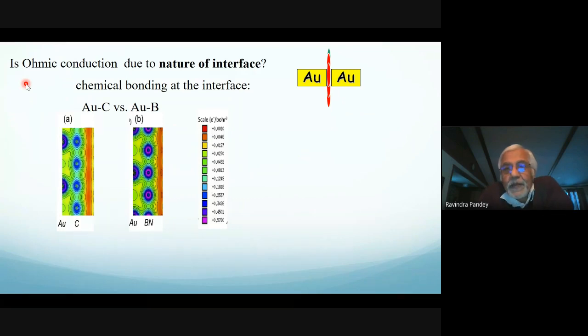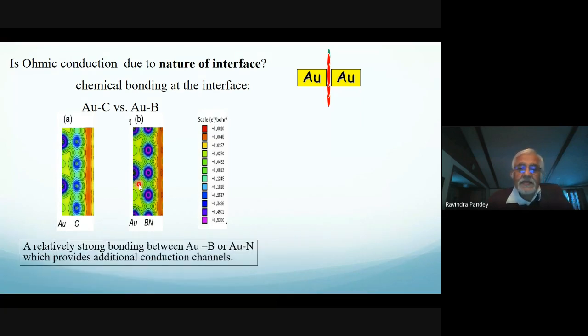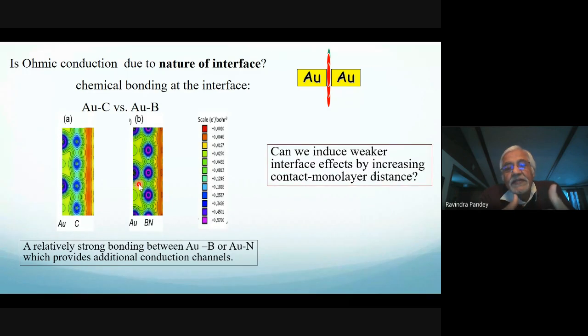So the question is why? We looked into what has happened at the interface. You can see this is the gold contact, this is graphene, and there is a very, very strong overlap of the electron density. Makes sense because gold and carbon form a strong bond. But surprisingly, we also find the same with gold and the boron atoms of boron nitride. You can see the strong overlap. So what has happened is this strong bonding at the interface provides additional conduction channels, which gives us similar ohmic-like conductivity for both cases.